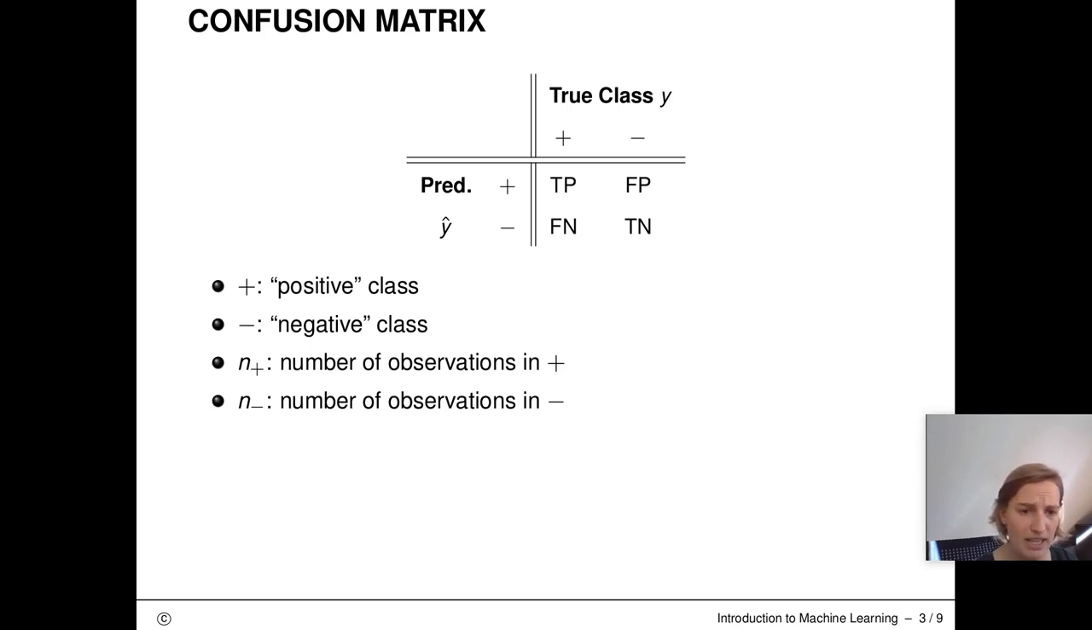The positive class usually does not have anything positive associated with it. Positive class means it's the important class. It's often the smaller class. It contains the elements you don't want to miss.